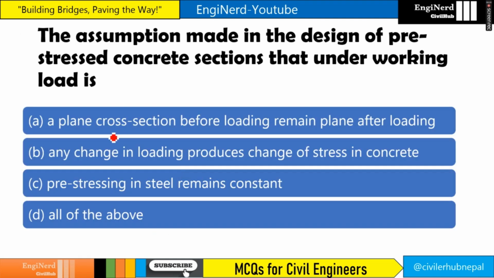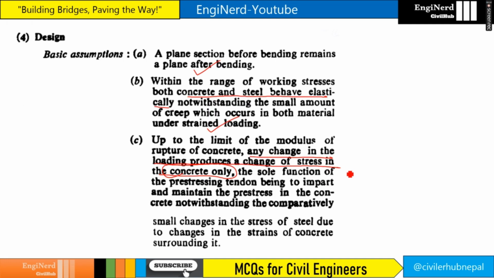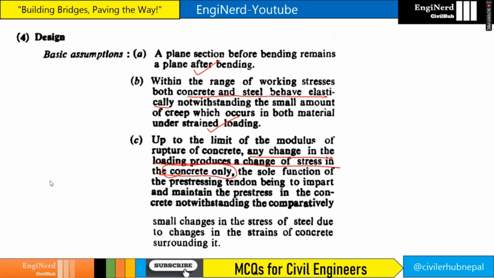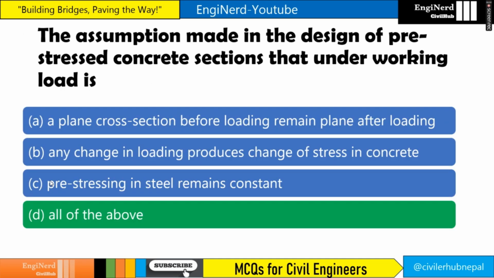So you can see here, this is done, right? The sole function of the pre-stressing tendons is to impart and maintain the pre-stress in the concrete, notwithstanding the comparatively small change in the stress of the steel due to change in the strain of the concrete surrounding it. So all these things are correct. So our answer is all of the above. Pre-stressing in steel also remains constant in the assumption. So okay, our answer is all of the above.